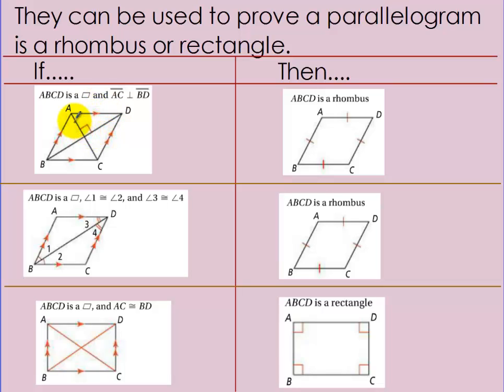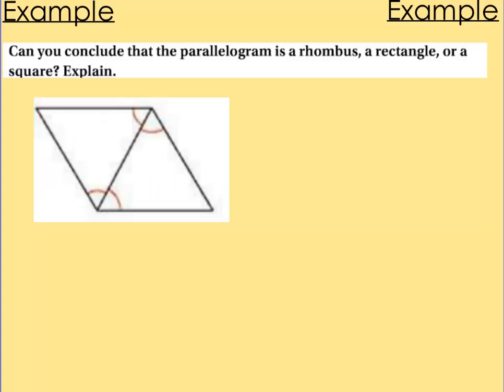So if the diagonals are perpendicular to each other, then ABCD is a rhombus. If a diagonal bisects both angles, then you have a rhombus. If the two diagonals are congruent, so AC is congruent to BD, then you have a rectangle. That's it. Let's try some examples.